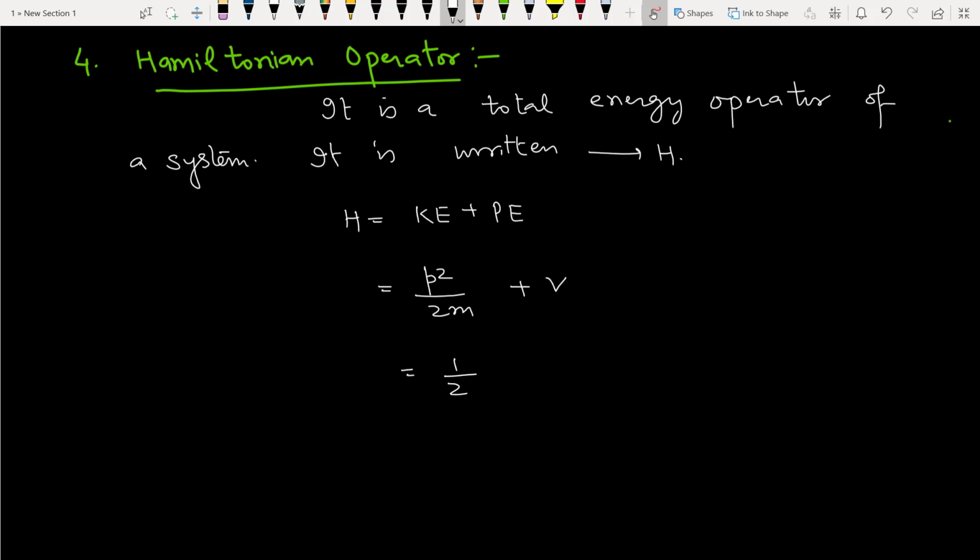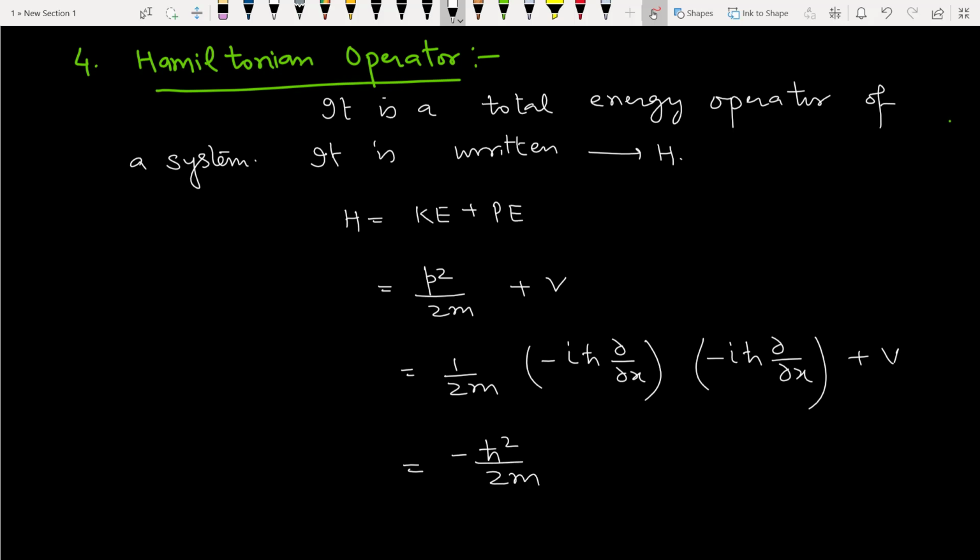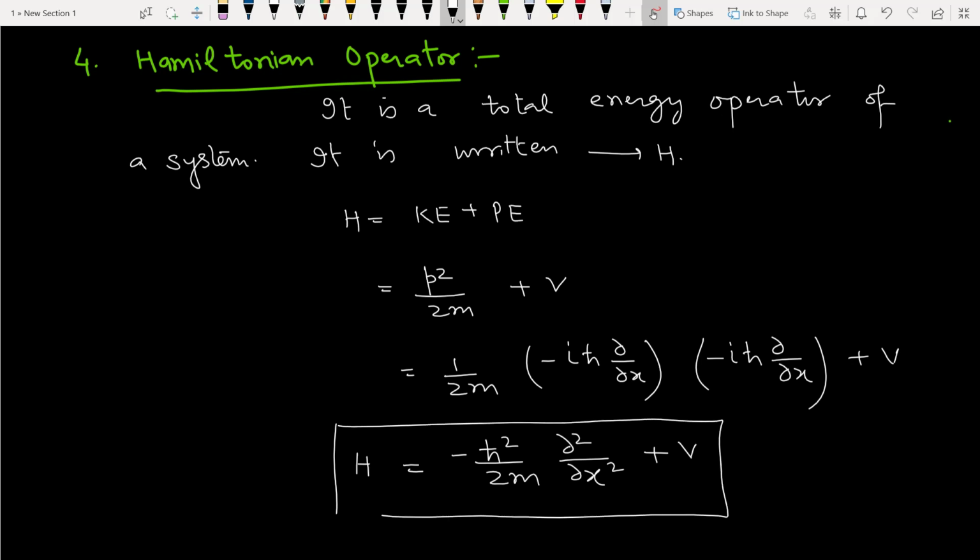So it is 1 by 2m P, P. The P operator is minus iota h cut ∂/∂x, times minus iota h cut ∂/∂x, plus V. So iota square is minus 1, this minus minus plus, so the minus 1 comes here. Double derivative. So this is our Hamiltonian operator.